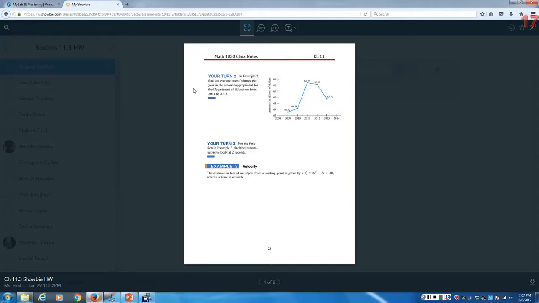Okay? And then for your turn 3, it says for the function in example 3, which was the velocity function we looked at where the car was taking off at the traffic light, for that same function, find the distance in feet of an object from the starting point given by this equation. And you're going to use 2 seconds. Okay?